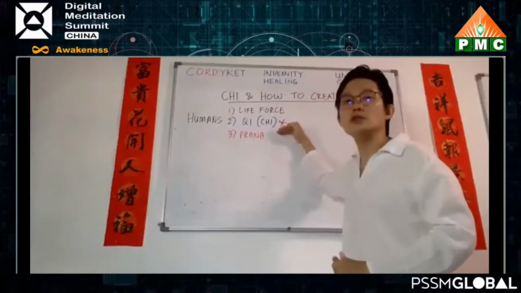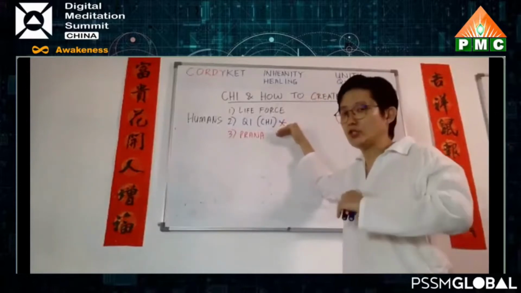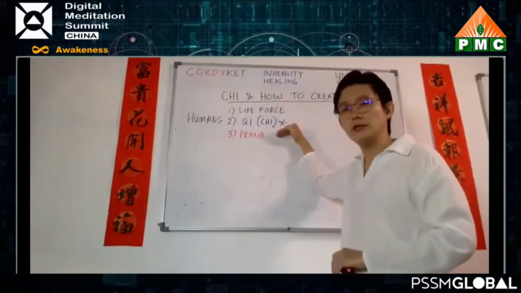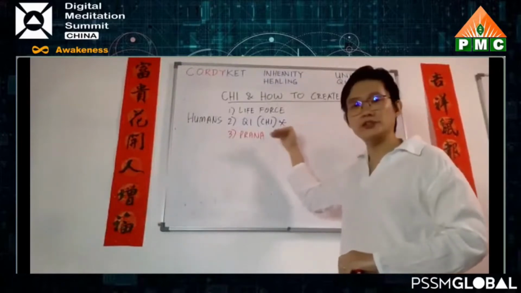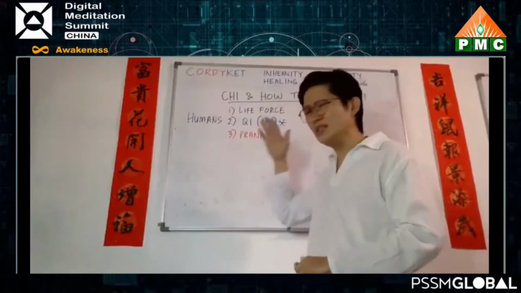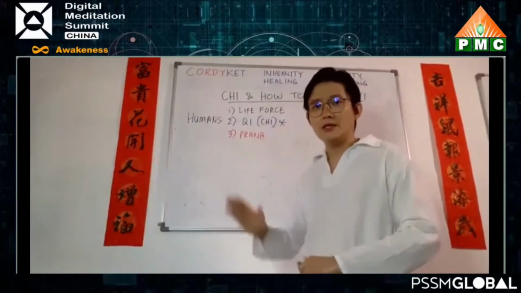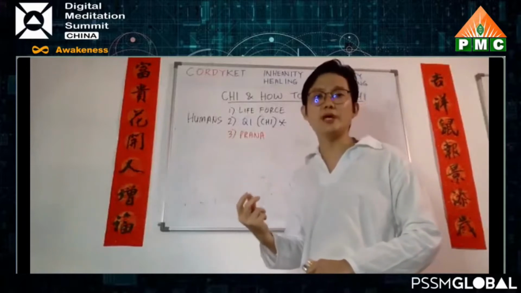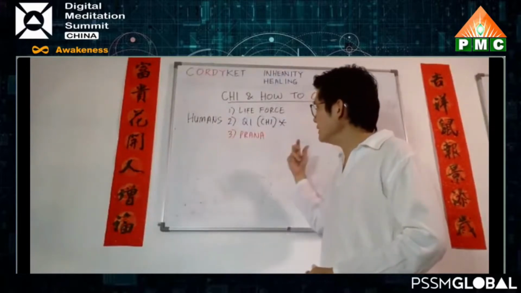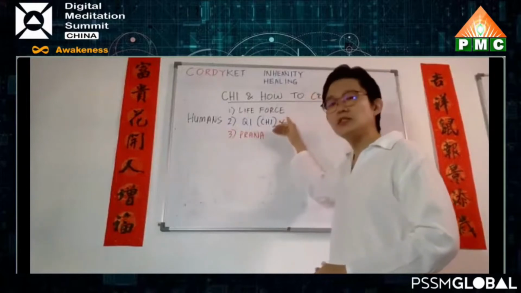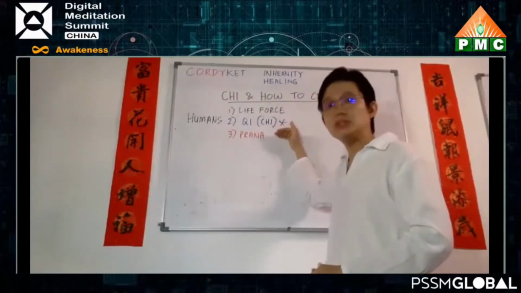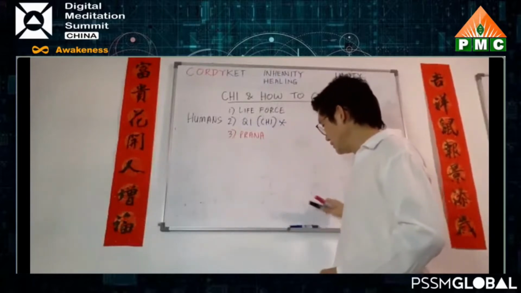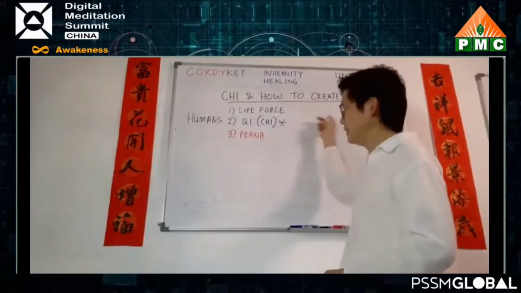Now, Qi is also electromagnetic, right? The Chinese scientists did a lot of research, and they even know the frequencies where Qi operates at. It's a very low frequency, and the particles tend to be big, so it's easy to feel Qi. So I'm going to share with you all how to generate Qi or how to create Qi.